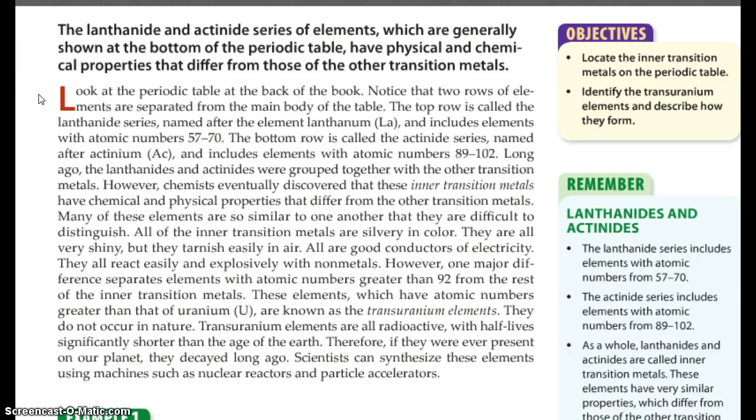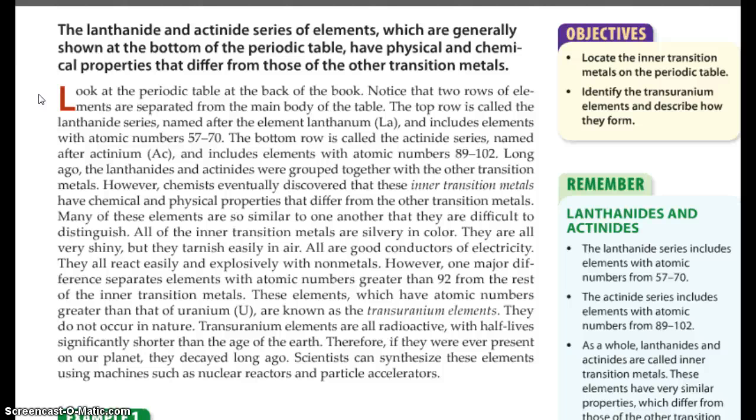Look at the periodic table at the back of the book. Notice that 2 rows of elements are separated from the main body of the table. The top row is called the lanthanide series, named after the element lanthanum, and includes elements with atomic numbers 57 through 70. The bottom row is called the actinide series, named after actinium, Ac, and includes elements with atomic numbers 89 through 102. Long ago, the lanthanide and actinides were grouped together with the other transition metals.